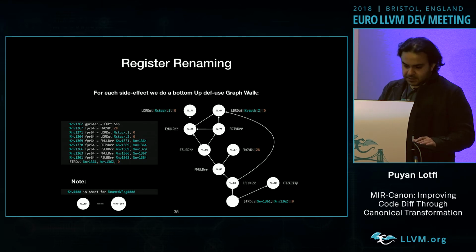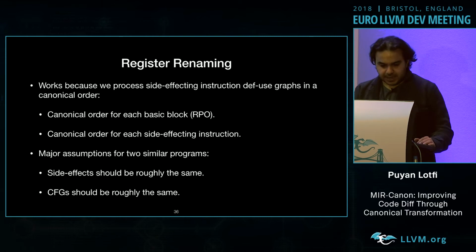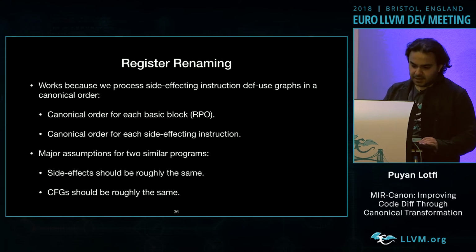And so this VREG renaming technique works because we walk over the basic blocks in a canonical ordering, and then we walk over the side effects in a canonical ordering, and then for each side effect, we do a walk of the def-use graph, and we rename.